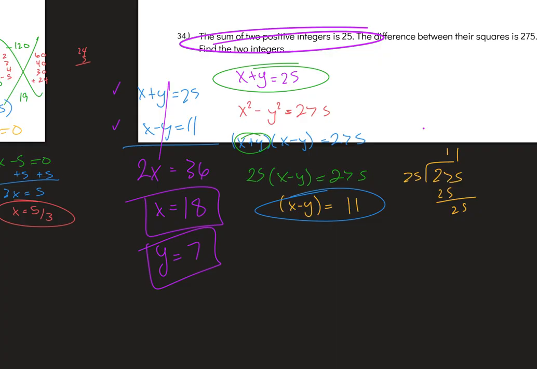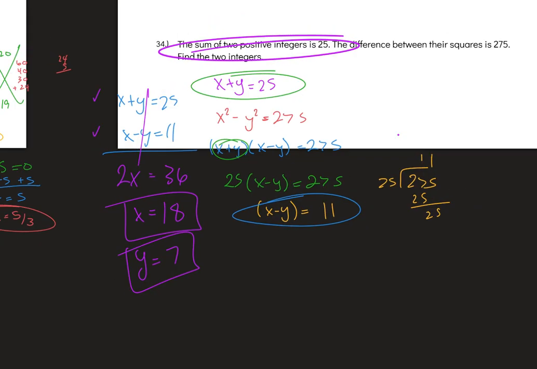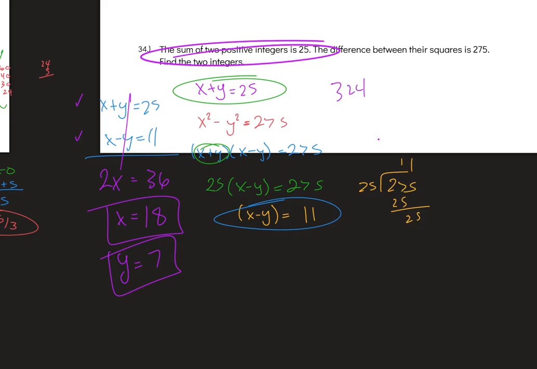I mean, if you want to double check, 18 squared is 324. So 324 minus 49, that is in fact 275. So there we go. The answers are here.